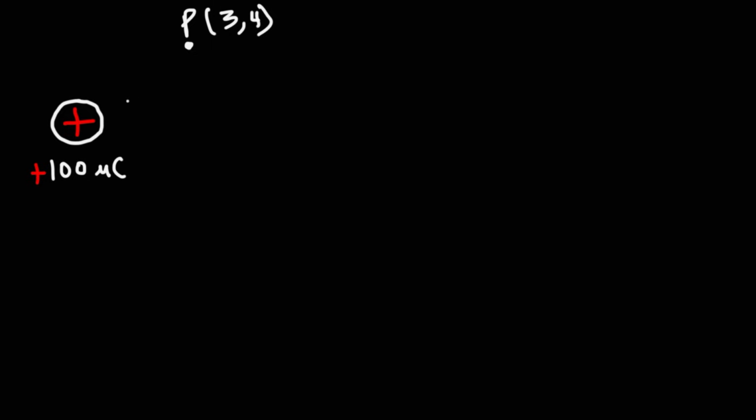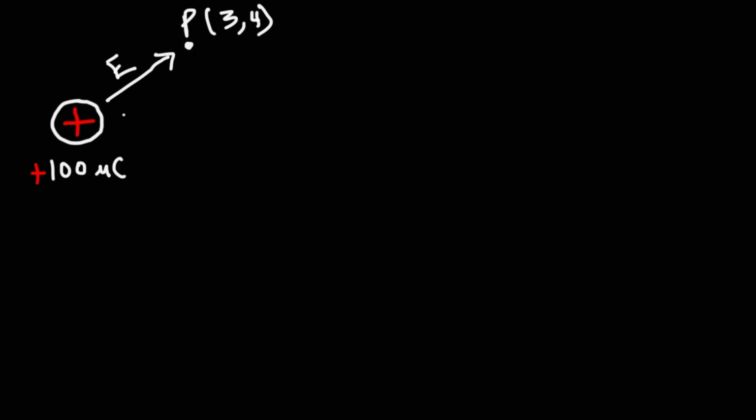In order to calculate the electric field at point P, because it's a vector, we need to know the direction of the electric field. To find the direction, we're going to draw an arrow from the source charge to the point of interest. So the electric field is going to be emanating away from the point charge towards point P, and that's going to be the direction.